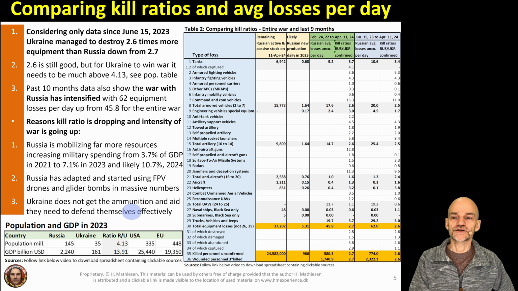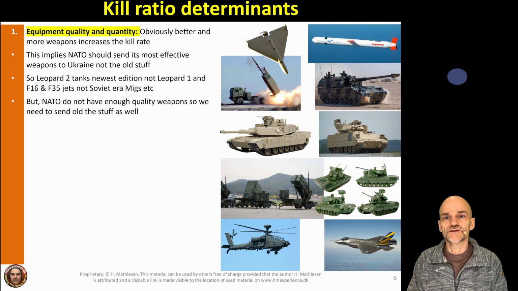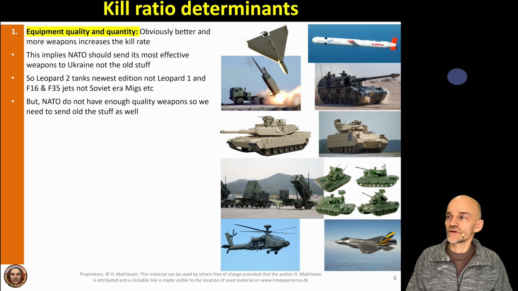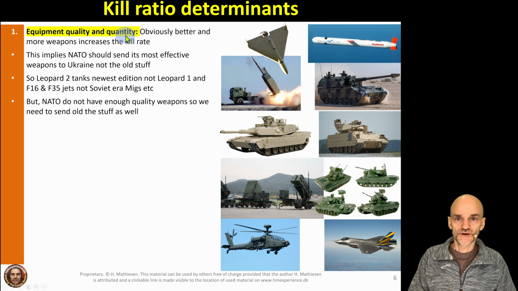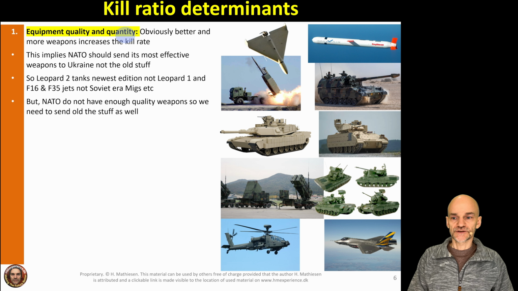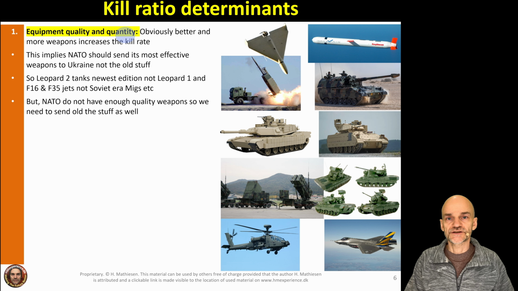But let's move on and discuss what actually affects these killing rates, because as I said, wars are won by having higher killing rates. So what are the determinants of kill ratios? Well, the first determinant I'm going to talk about is equipment quality and quantity. Obviously, the better the quality of your weapons, the higher the kill rate will be, and quantity also matters.